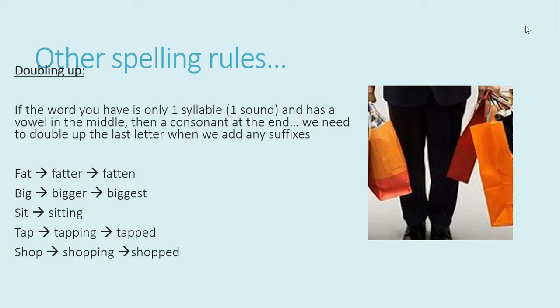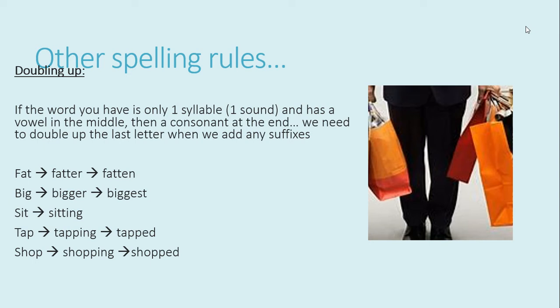Other spelling rules that we might want to consider that might help you, little tips and hints here. If the word that you are looking at is only one syllable long, so only one short sound on its own, and it has a vowel, remember the A, E, I, O, U, in the middle, and a consonant at the end, what we need to do is double up the last letter if we add any endings to the word. For instance, the word fat.